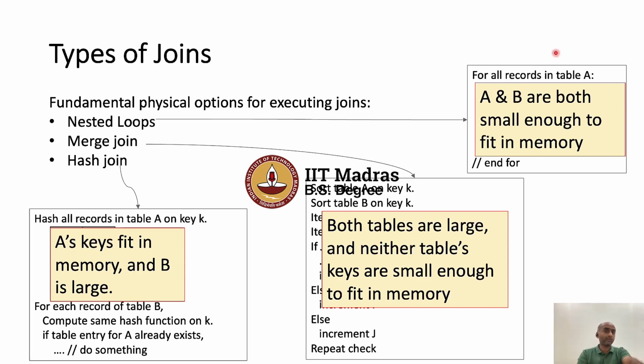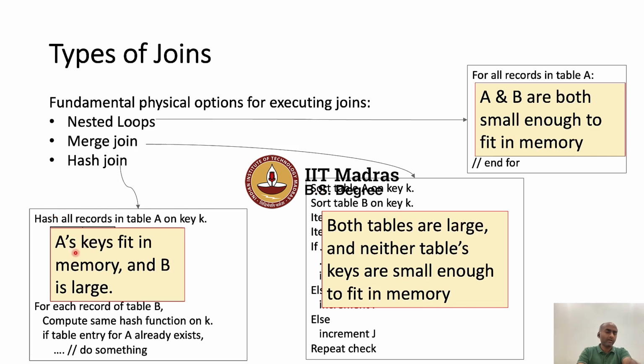And that sort by itself could be doing a merge sort because the tables could be large, right? Doesn't matter. So it's a very, very scalable operation. It scales gracefully with the increase in data sizes.